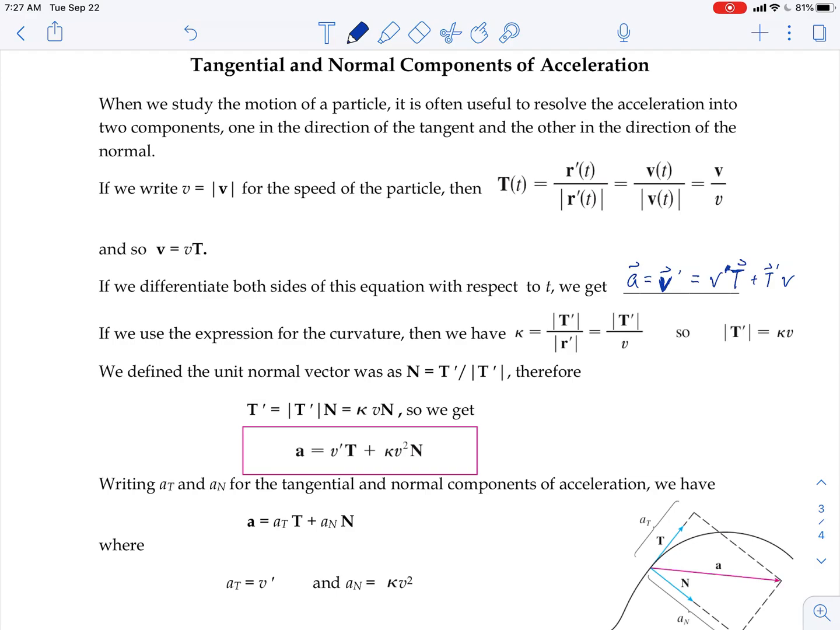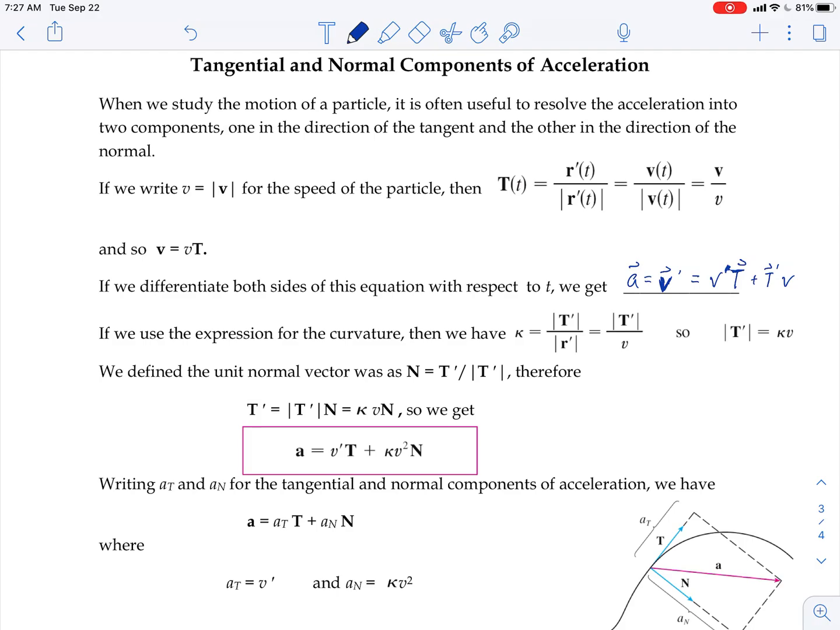If we use the expression for the curvature, then we have kappa equal to the magnitude of the derivative of the unit tangent vector divided by the magnitude of the derivative of the position vector, which is just the magnitude of the derivative of the unit tangent vector all over speed. So what we can say is that the magnitude of the derivative of the unit tangent vector is equal to the curvature times speed.